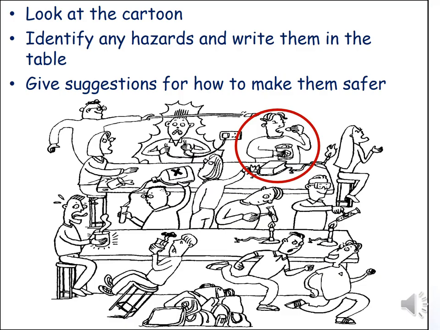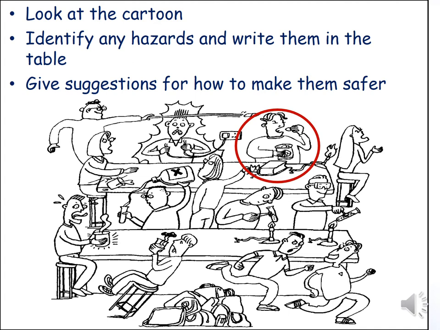I'd like you now to all please turn to the first page of your science induction booklet. You should see the same diagram I have on the screen in your induction booklet as well. In addition, you should have a table underneath your diagram that has two columns, one that says hazard, one that says how could it be made safer.